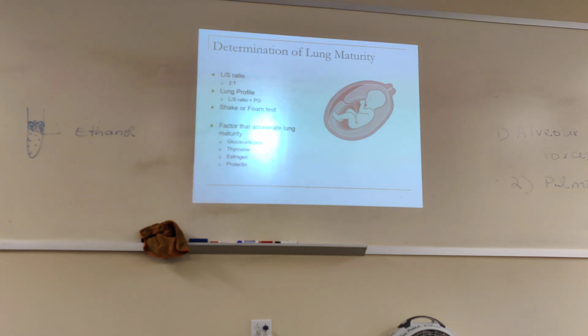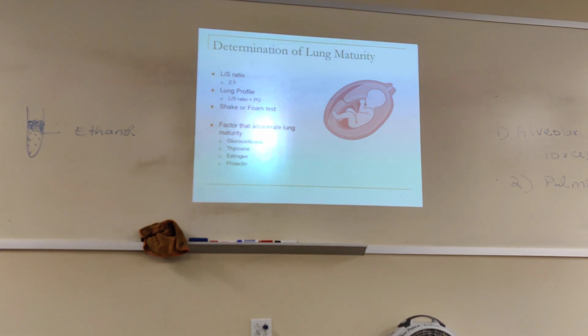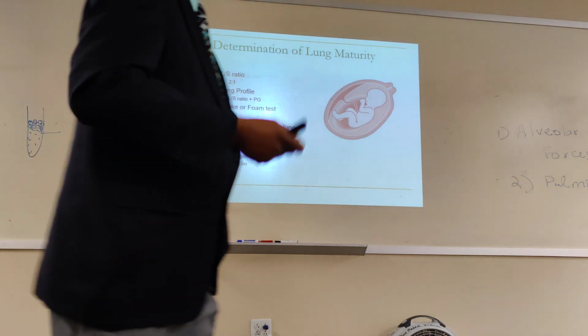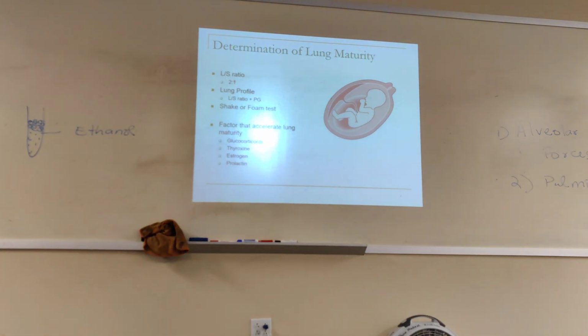Another thing that we can do to accelerate lung maturity is inject the mother with thyroxine, thyroid hormone. We can do estrogen or prolactin. The last two are hormones, female secondary sex characteristics, estrogen and prolactin. Okay? So these 4 things. Most of the time they do corticosteroid. Okay, they do corticosteroid for lung maturity.